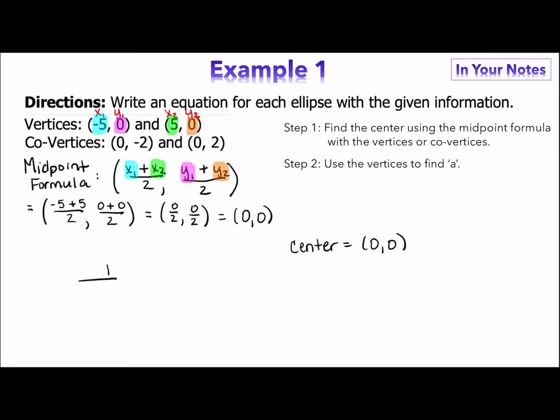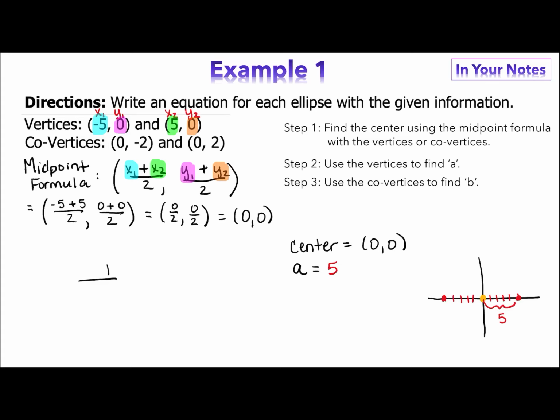Step 2 is to use the vertices to find A. The easiest way for you to do this is to just draw a rough sketch of what this looks like. So what I did is I drew an X and a Y axis. I plotted my center, which I just found is 0, 0. What I'm going to do next is plot my vertices, which is -5, 0, and 5, 0. So I went left 5, 0, and then right 5, 0. The distance from the center to the vertex is 5, so that means that A is 5.